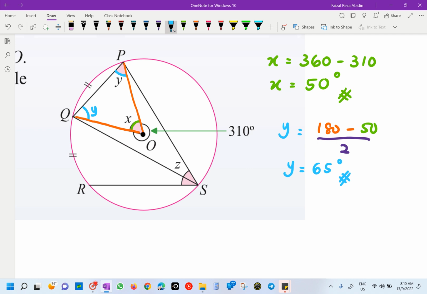Okay. How to find our z? Where is z? Z is going to be both here. Yes, z is going to be both there, or not only one, both here. Why did I say both angles? How to get the total of z there?